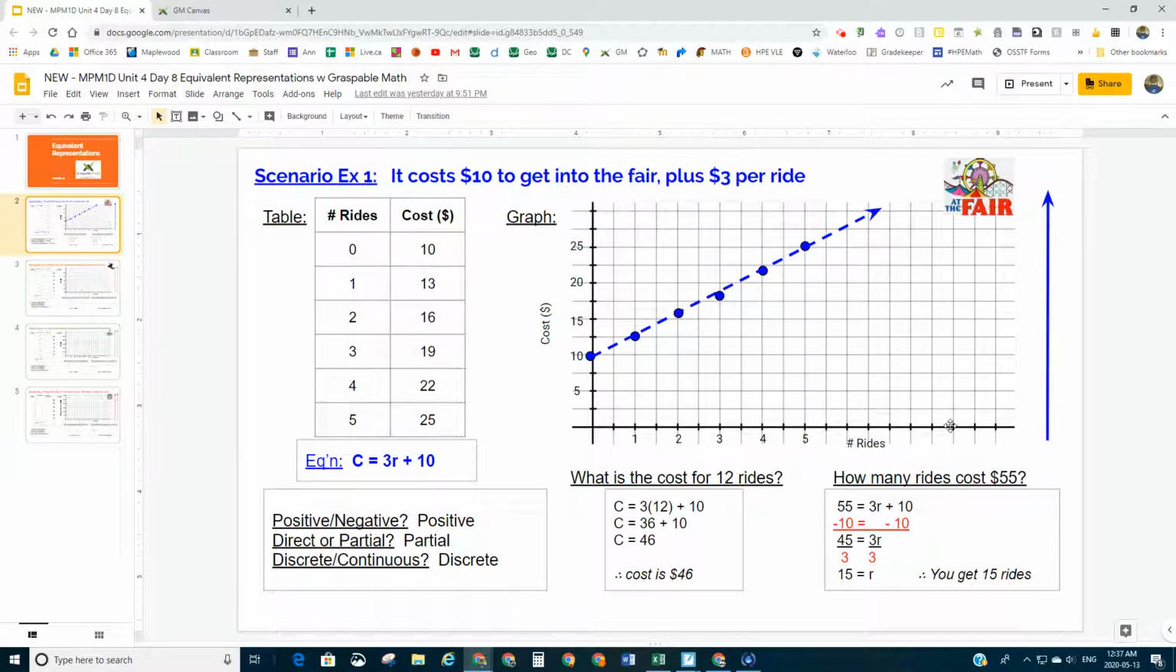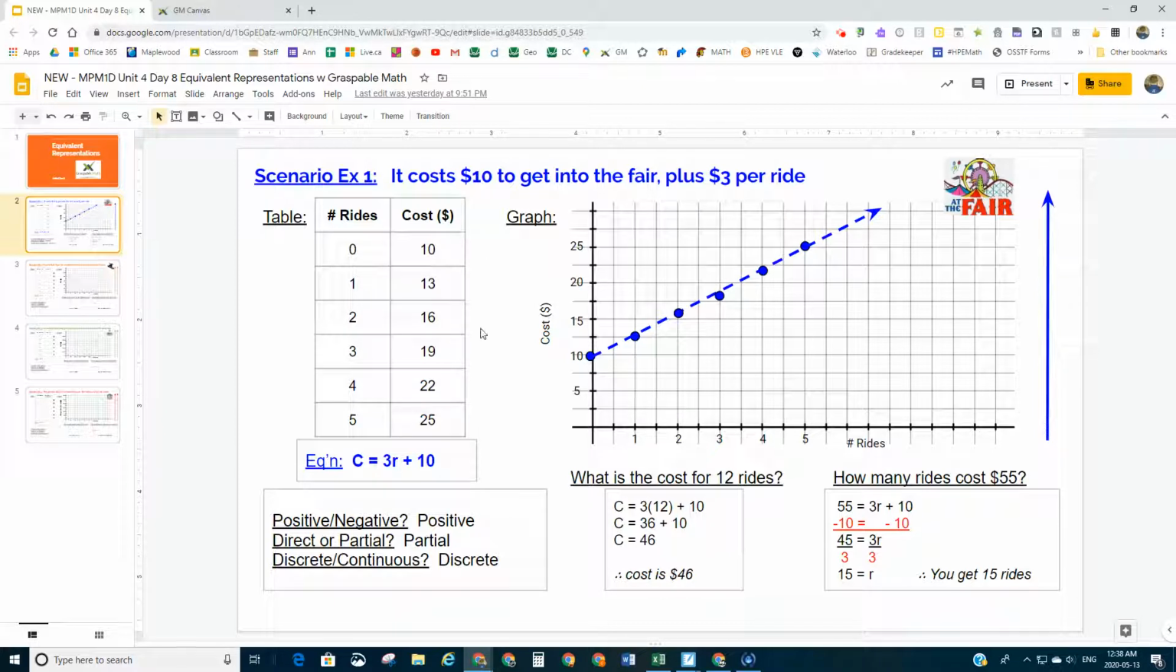In this particular example, it cost $10 to get into the fair and $3 per ride. So if we do our table of values, if you go on 0 rides, it still costs $10 just to get in. But if you go on 1 ride, you're going to add $3 and get $13 as the total cost. 2 rides is 16, and of course it goes on.